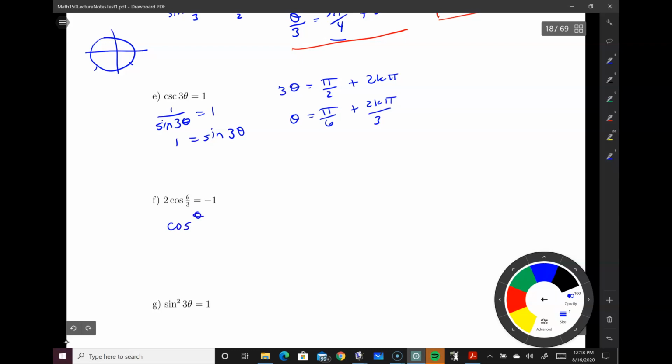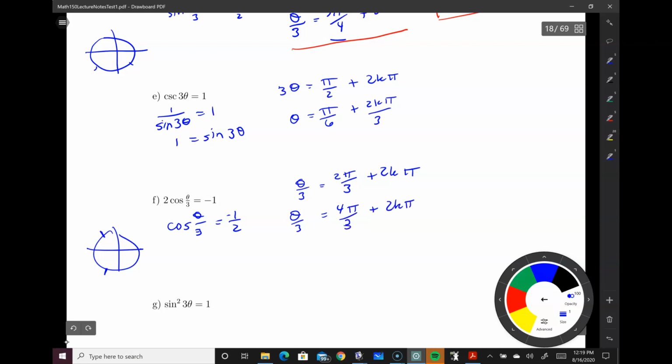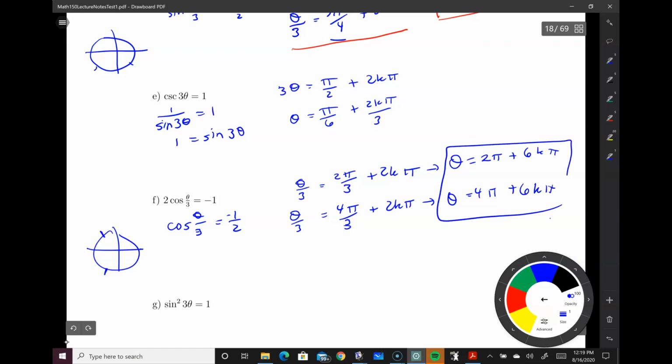Okay, another one here. So cosine of theta over 3 equaling -1/2. So let's make sure we've got that. So that's back here and back here. So this theta over 3 is going to equal 2 pi over 3 plus any 2k pi multiple. Or it could be 4 pi over 3 plus any 2k pi multiple. So again, finish solving for theta. So theta equals, multiplying by 3, I get 2 pi plus 6k pi. And here, multiplying by 3, 4 pi plus 6k pi. So these are the answers.